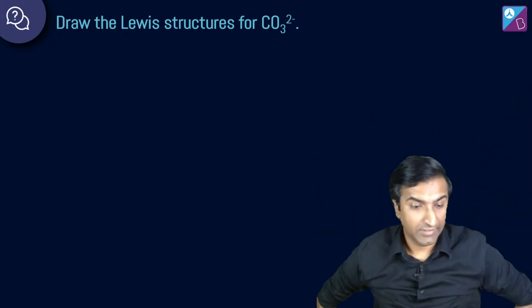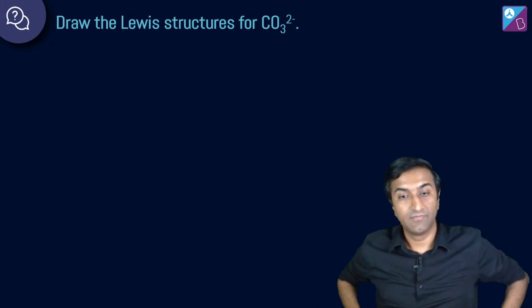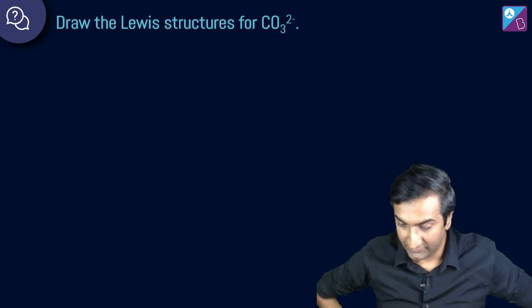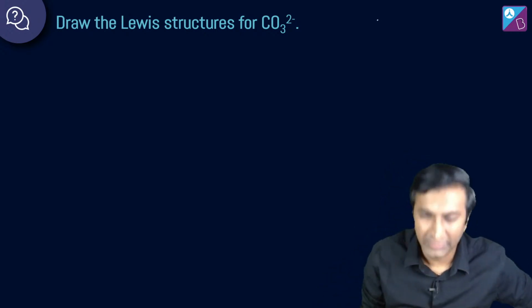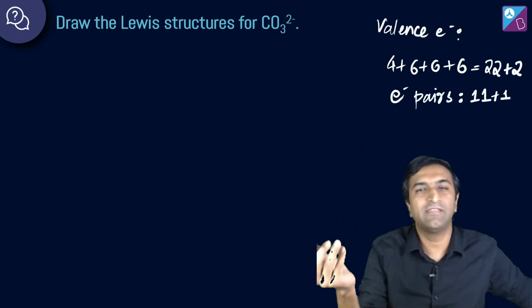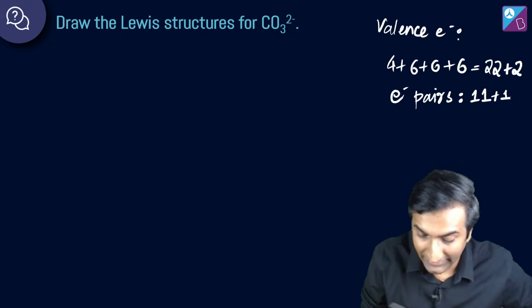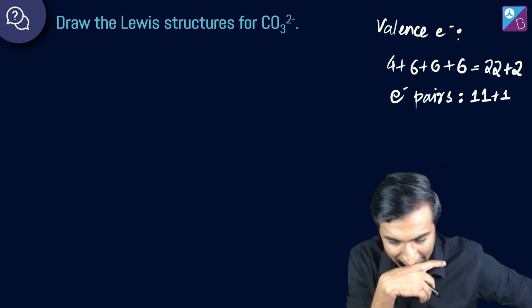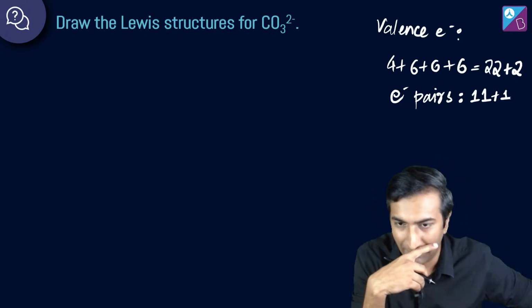Let's draw the Lewis dot structure. अजय जी, लूज डॉट स्ट्रक्चर ऑफ CO3 2 माइनस. CO3 2 माइनस क्या करना है लूज डॉट स्ट्रक्चर में? पहले वैलेंस इलेक्ट्रॉन निकालते हैं. 4 + 6 + 6 + 6 + 6. 6 × 3 is 18. 18 + 4 is 22. 22. बट कुछ और करना पड़ेगा.